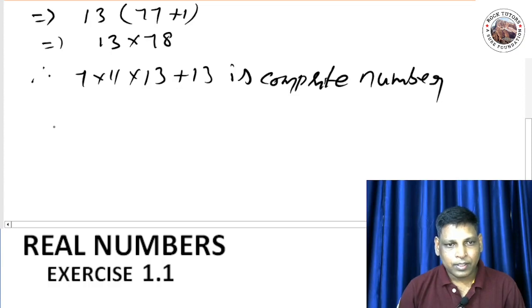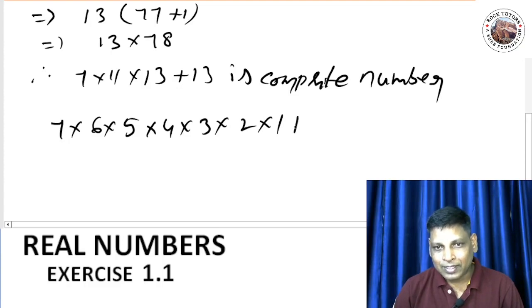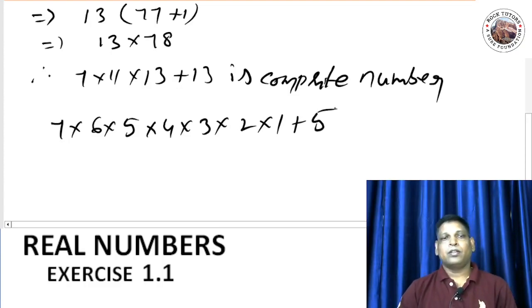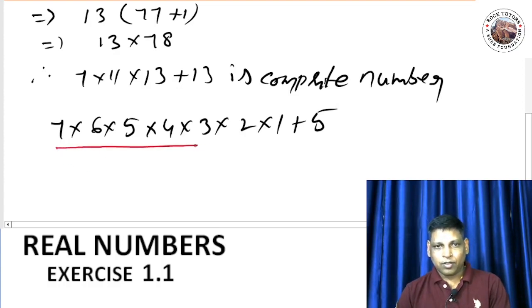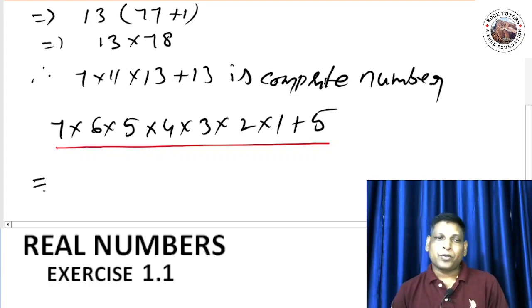Second part: 7 into 6 into 5 into 4 into 3 into 2 into 1 plus 5. This is the question. Is this a composite number or not? Now see here. If I write this number in the form of a product of two numbers, then it is a composite number. Now in this one, 5 is common. I take 5 common.